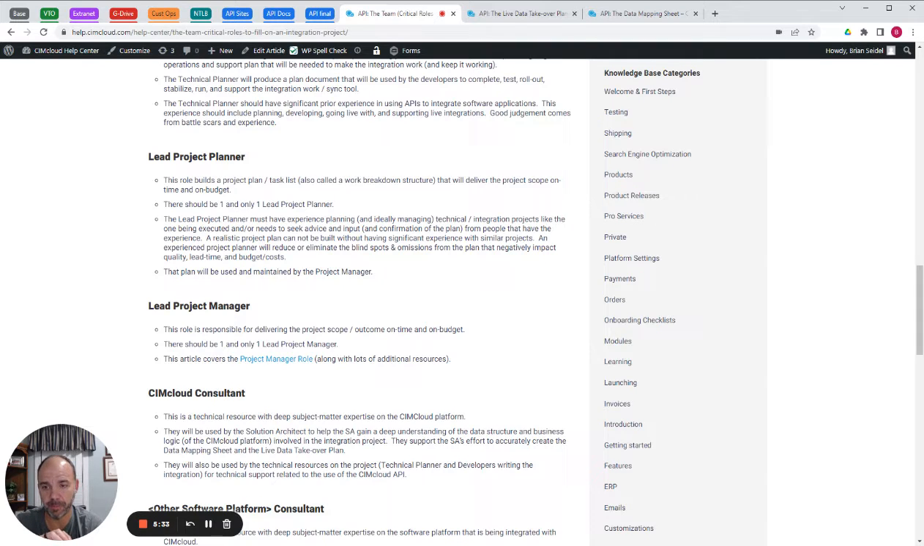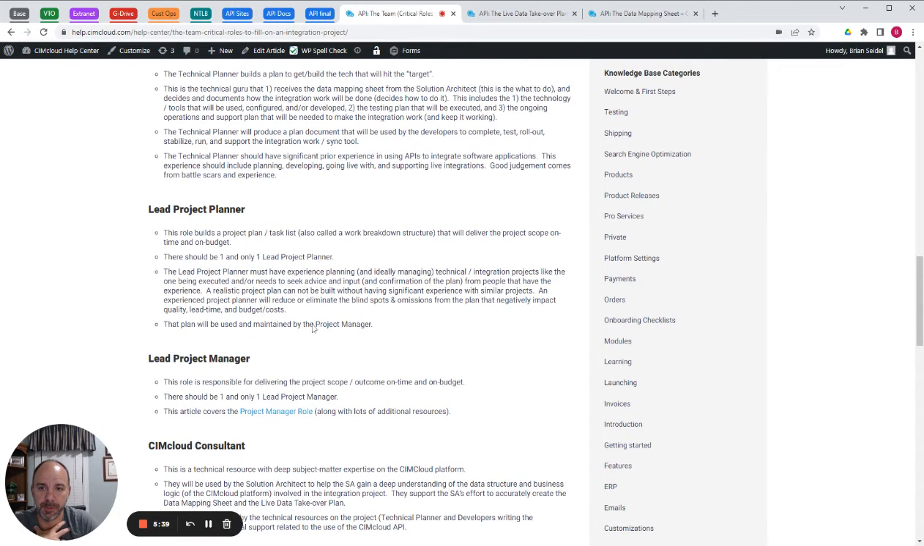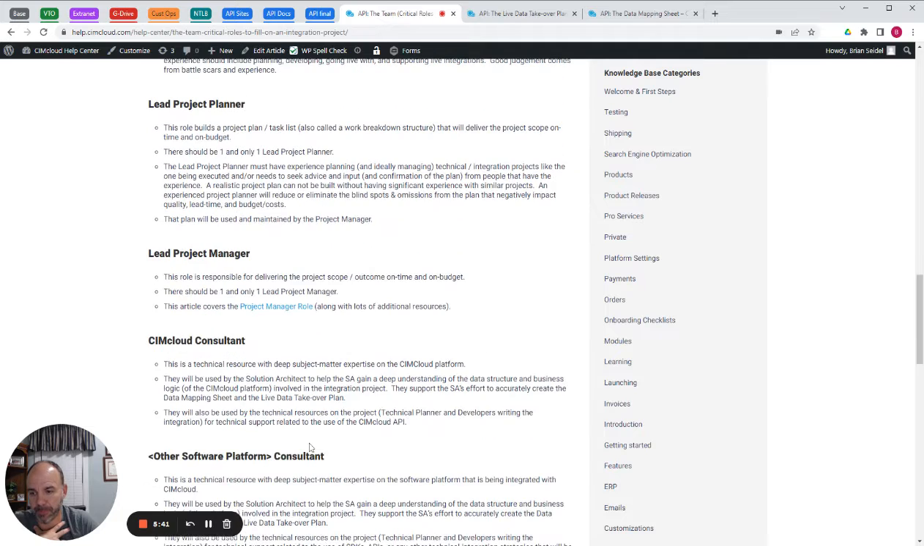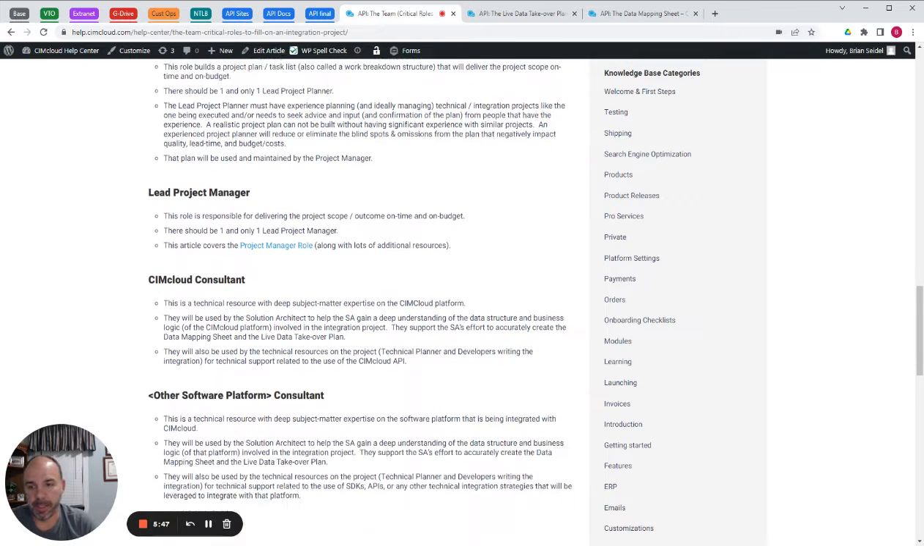But the project manager's job is responsible for delivering the scope on time and on budget. There could be one and only one project planner, one and only one project manager. If you have two people project managing, you have no one project managing. There needs to be one person that's responsible and that can get it done.